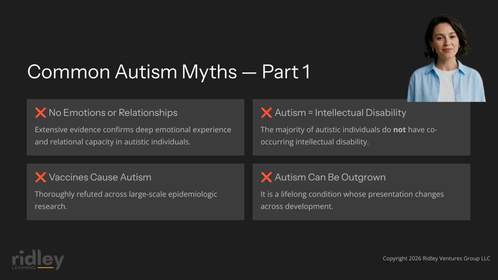The second myth is the conflation of autism with intellectual disability. Although a substantial minority of autistic children have co-occurring intellectual disability, the majority don't. And this proportion has fallen substantially over recent decades as milder presentations have been recognized. The third myth is the vaccine-autism linkage, which has been thoroughly refuted across large-scale epidemiologic studies and should be named plainly as disproven. The fourth myth is that autism is a childhood disorder that can be outgrown. In reality, it's a lifelong condition whose presentation changes across development, and the neurodiversity paradigm explicitly reframes adult autistic experience as central rather than peripheral.